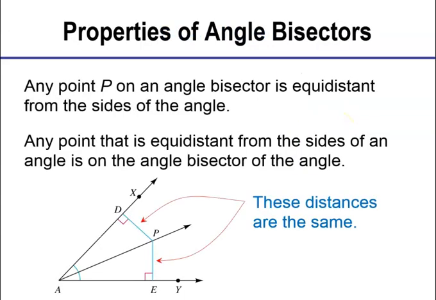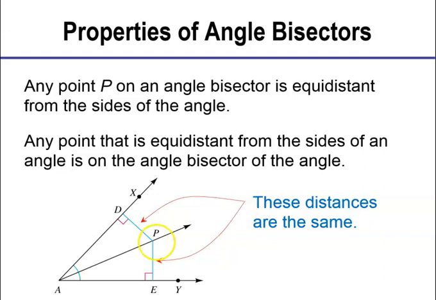And finally, we're going to wrap up this conversation with properties of angle bisectors. What does that really mean? We talked about an angle bisector divides this angle into two equal angles. Just like a bisector of a line segment divides the line segment into two equal parts. Well, any point P on an angle bisector is equidistant from the sides of the angle.